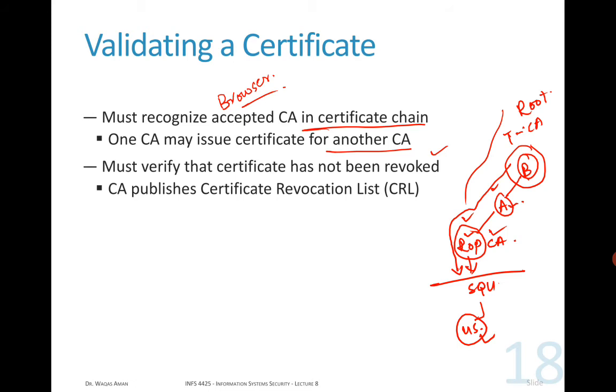Why would a certificate be taken back? There are some reasons. One is that the organization for which the certificate has been granted changes. For example, SQU has been granted a certificate, but later on SQU changed its name from Sultan Qaboos University to maybe Sultan Haytham University. The previous certificate was associated with this identity, so they cannot use it now for the Sultan Haytham University. So it will be revoked by the certification authority.